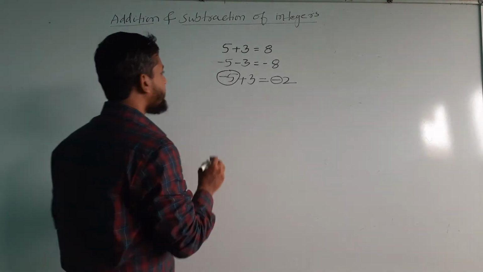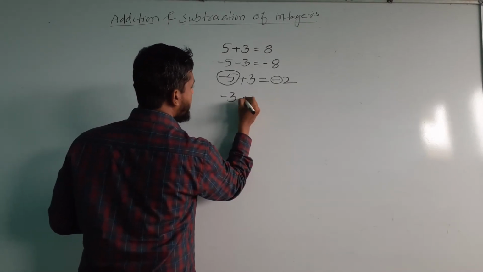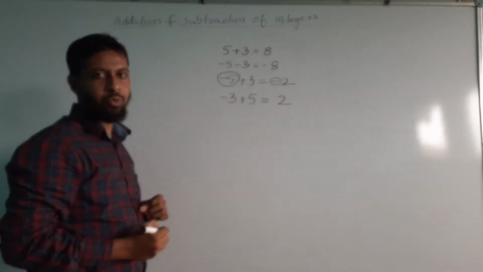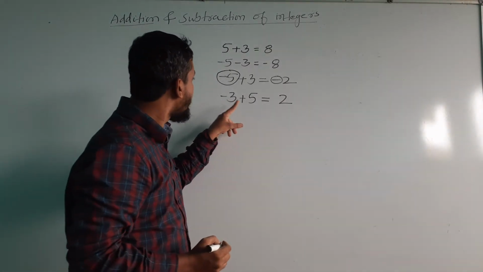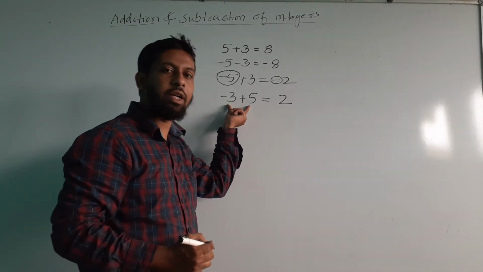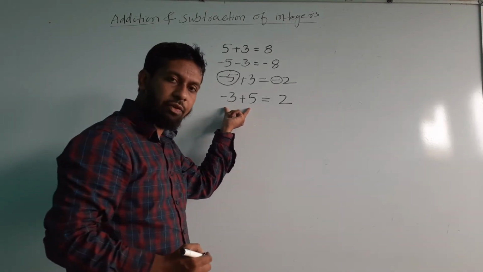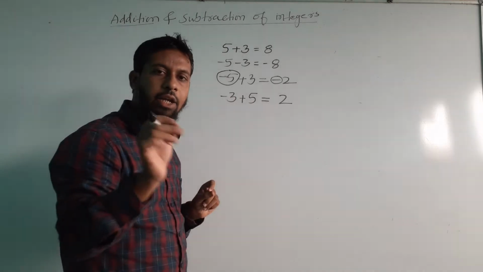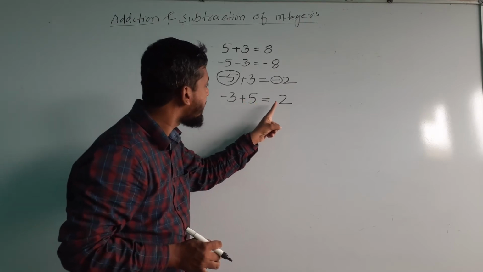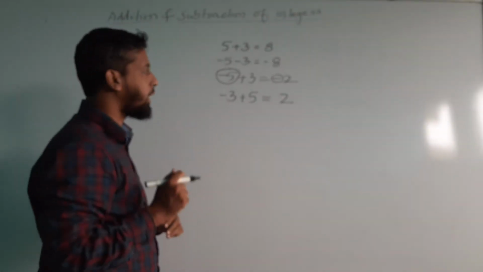Keep this in mind. Suppose question is -3 plus 5. Result will be +2. Why? First of all, why we do subtraction? Because signs are different. Now, if signs are different, we subtract, and we have to take sign of the greater number. Here greater number is 5, its sign is plus. That's why result will be +2. That's important, keep in mind.